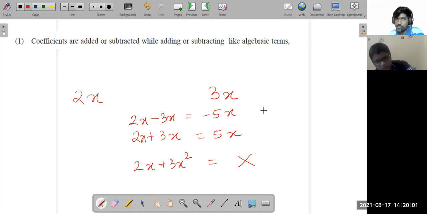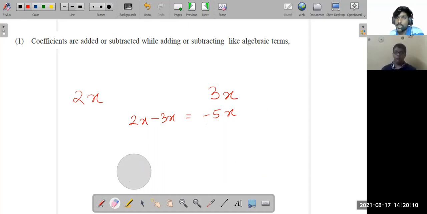So can we multiply and divide too? Yes, you can multiply and divide also. But for multiplication and division, there is no need for it to be like terms. Only for addition and subtraction, it has to be like terms.